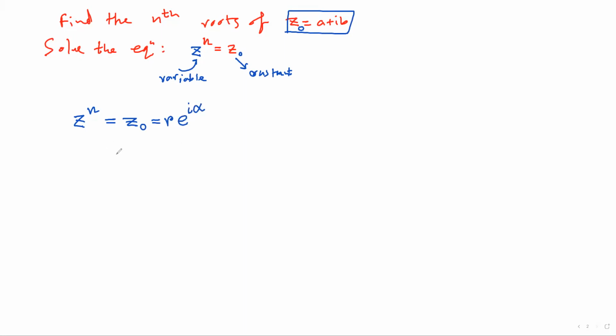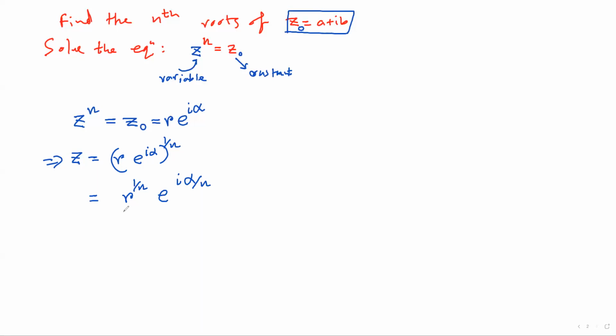So technically, z can be written as the nth root of r e to the power i alpha, whole to the power 1 by n. So here we can just write r to the power 1 by n and e to the power i alpha by n. But I want to modify things a little bit.